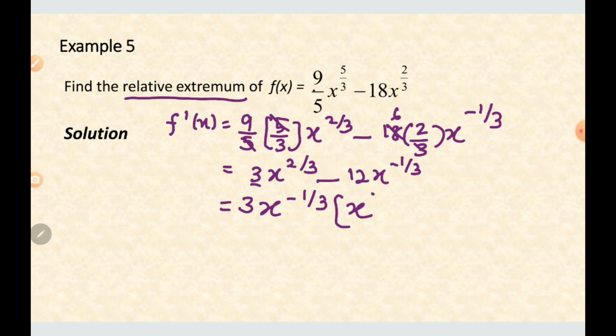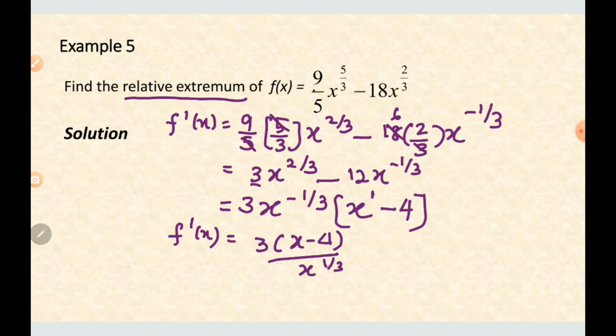So x to the power of 1 means 3 over 3, minus 3 times 4, 12. x to the power of negative 1 over 3 we already factorized. So inside the bracket we have x minus 4 only. Therefore, f prime x equals 3 times x minus 4 over x to the power of 1 over 3.